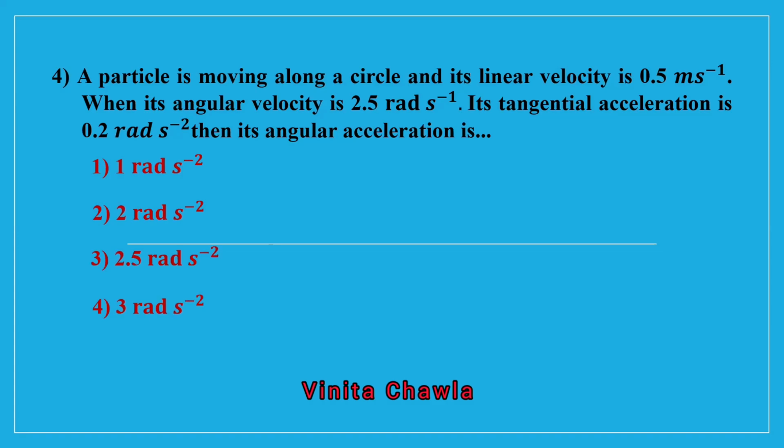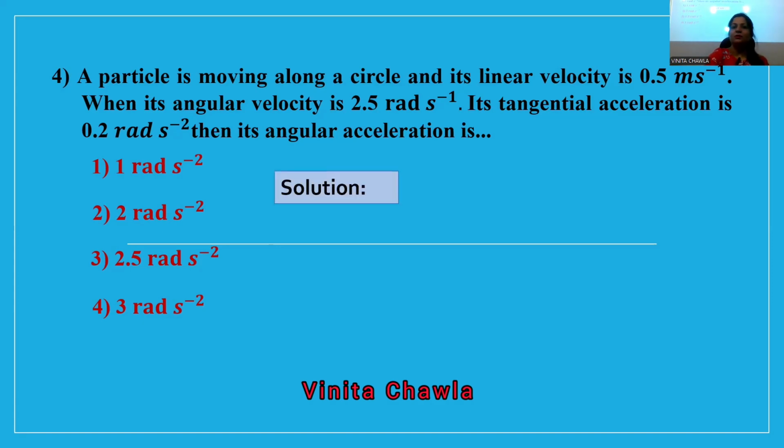See, as we have angular velocity, in the same way we can find angular acceleration, no? So linear velocity V is given, omega is given, tangential acceleration is given, A is given, we have to find alpha. So for this, we need to find R first and then we can relate alpha and A. As we relate V and omega, in the same way we can relate A and alpha.